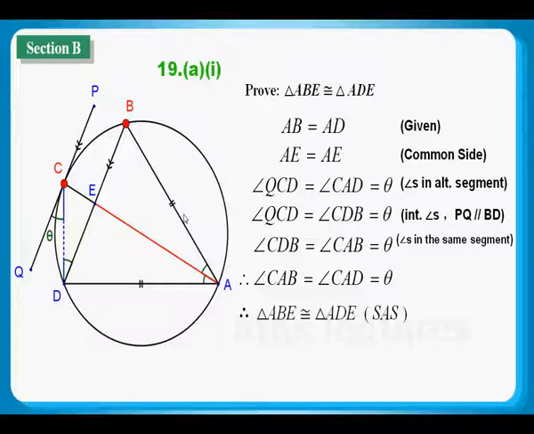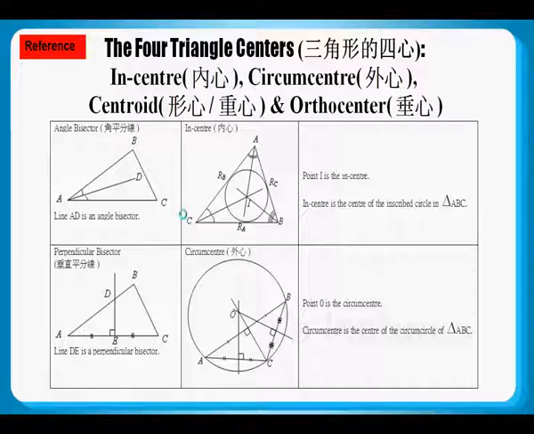Okay, let's go to the 19A part 2. Before we answer the question, I have to help you to revise a little bit. Now, the four triangle centers are incenter, circumcenter, centroid, and orthocenter. To construct the incenter, we need three angle bisectors. There is a meeting point of these three angle bisectors, and this point is the center of the inscribed circle, as you can see here.